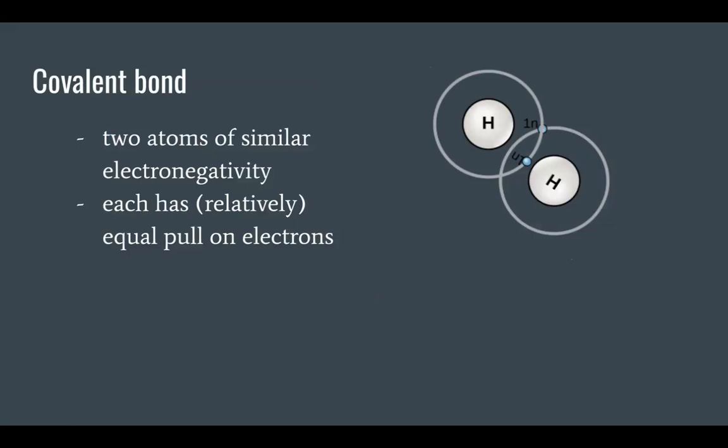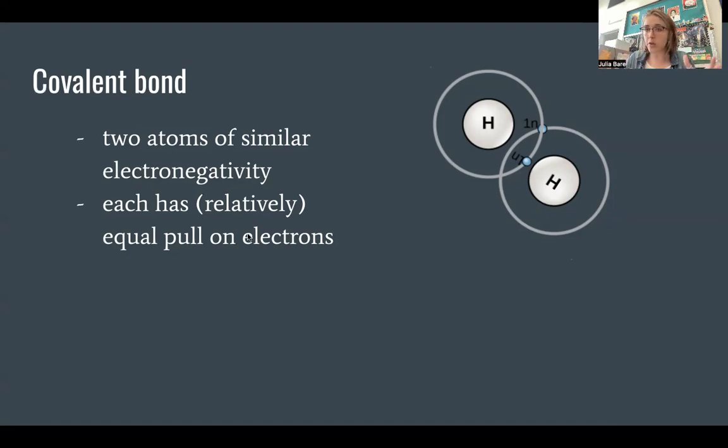Now, what happens if two atoms are not going to steal an electron, but they're going to share it? So, for example, between two hydrogen atoms. Hydrogen in the atmosphere, or hydrogen organically, comes in the form of two hydrogens stuck together. And this works out great for both of them because they can share their two electrons and fulfill their octet rule by sharing those two electrons. This type of bond, this covalent bond, occurs between two atoms of similar electronegativity. And this is where there's a relatively equal pull on the electrons.